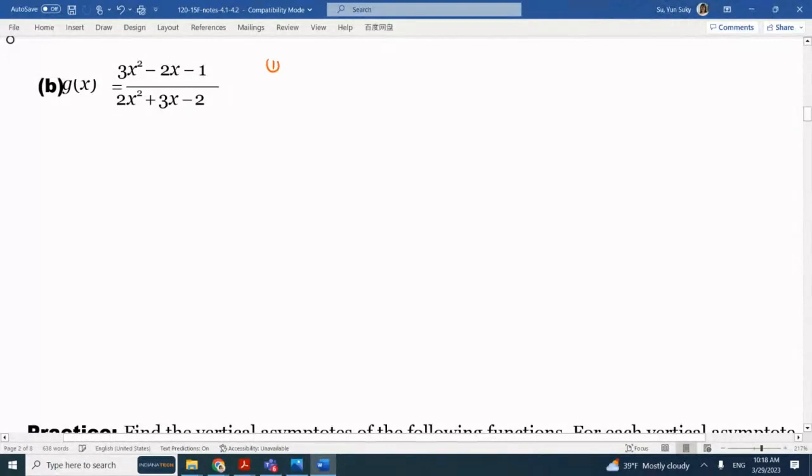First step, factor. Okay? Factor is really a key word. So when you see something like this, factor the numerator and the denominator completely. Okay, how do we factor the numerator? You look at 3x squared. So 3x squared, what are the factors of 3x squared? 1 and 3, right? So x and 3x.